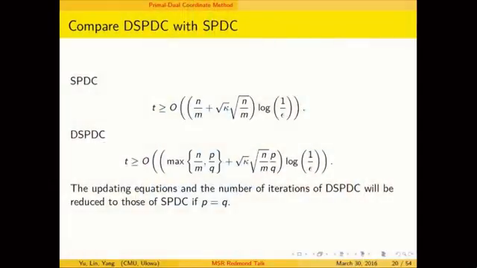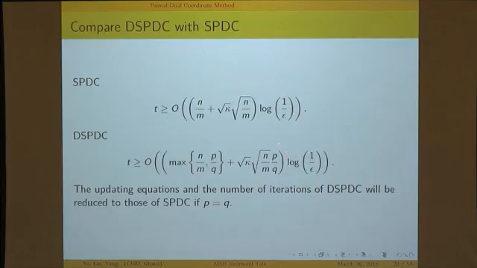Okay, so this is a comparison between the SPDC and the SPDC. For the second part, they are the same except that the SPDC has an additional factor P over Q, and this part would have an additional P over Q. If P equals Q, then it exactly recovers the SPDC's convergence rate. But on the other hand, it shows that the SPDC has a slower convergence rate because P is always larger than or equal to Q. So this term is always larger than this term, and this term is always larger than this term.